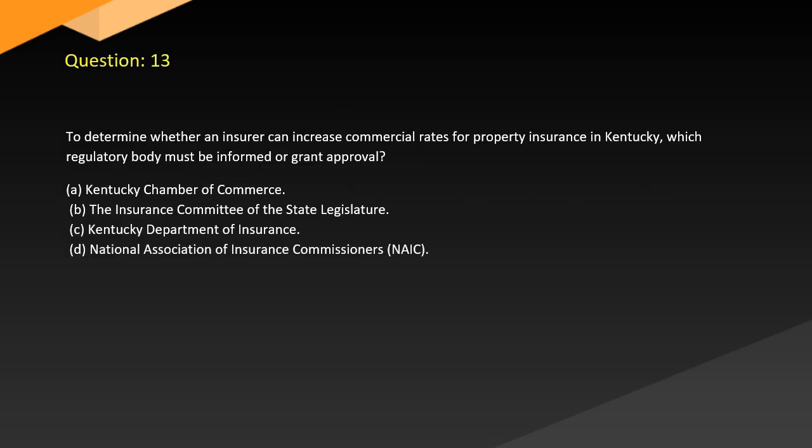Question 13. To determine whether an insurer can increase commercial rates for property insurance in Kentucky, which regulatory body must be informed or grant approval? A. Kentucky Chamber of Commerce. B. The Insurance Committee of the State Legislature. C. Kentucky Department of Insurance. D. National Association of Insurance Commissioners, NAIC.